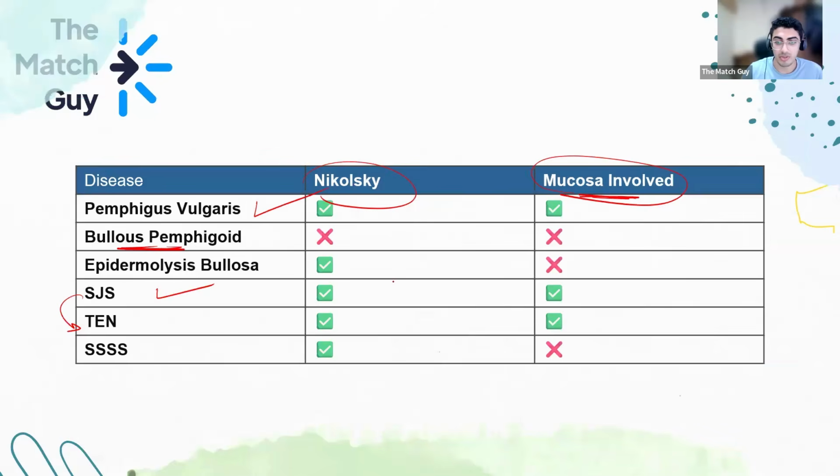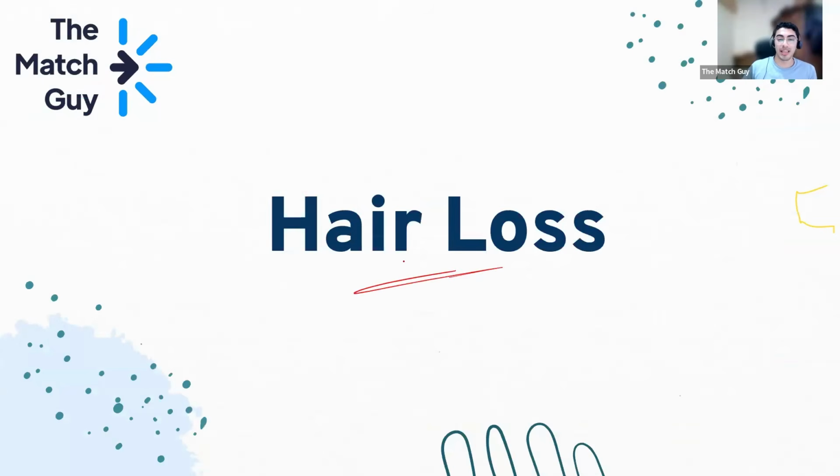Now let's talk about the diseases of hair loss. For hair loss, guys, in the question they will also give you a picture or a description of this hair loss, and then they might ask you about the cause or the treatment. This is the table again, guys.